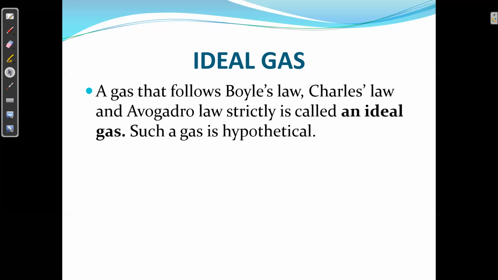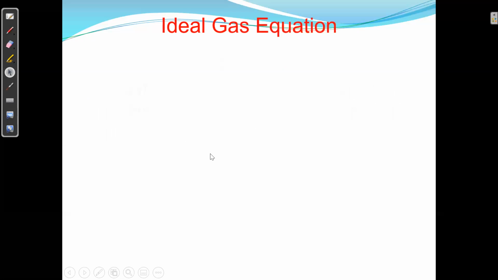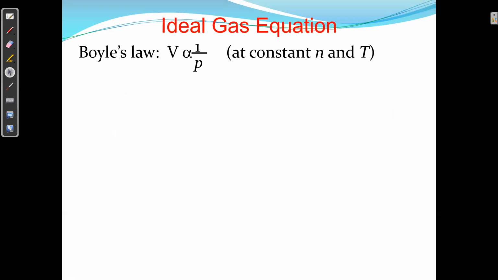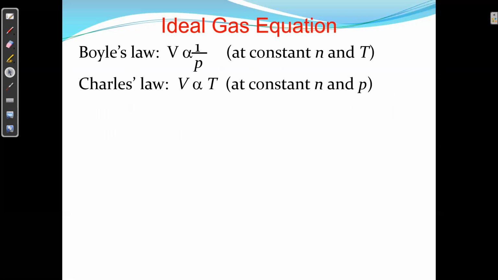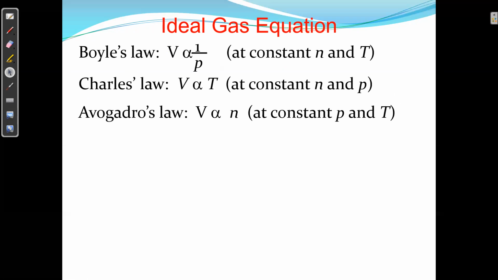So if a gas follows Boyle's law, Charles's law and Avogadro's law strictly at any temperature, pressure and any condition, that is called an ideal gas. And this is not possible. Actually, this is only hypothetically possible, which I have shown in the simulation also. The volume will never be zero. The temperature will be minimum and the volume will be minimum, but never zero, because the volume will be hypothetically zero only at 0 Kelvin, that is minus 273 degrees Celsius.